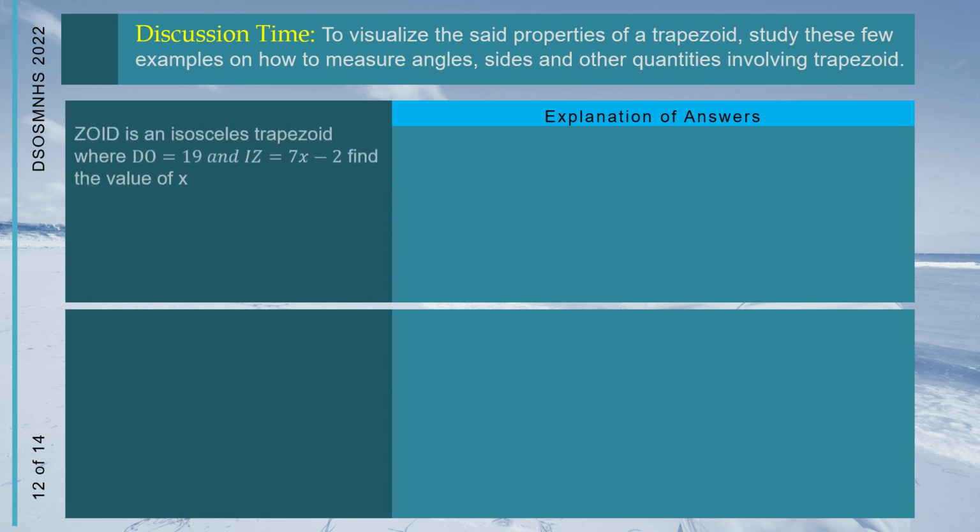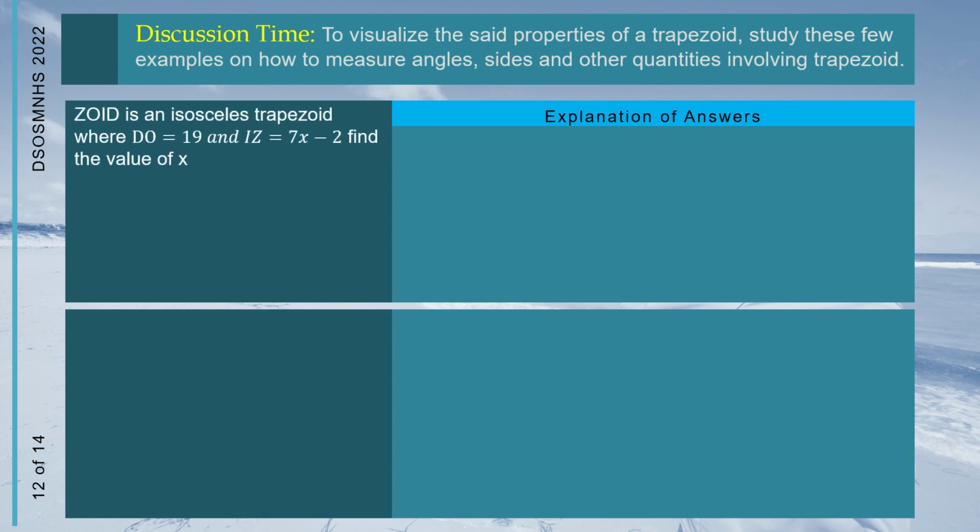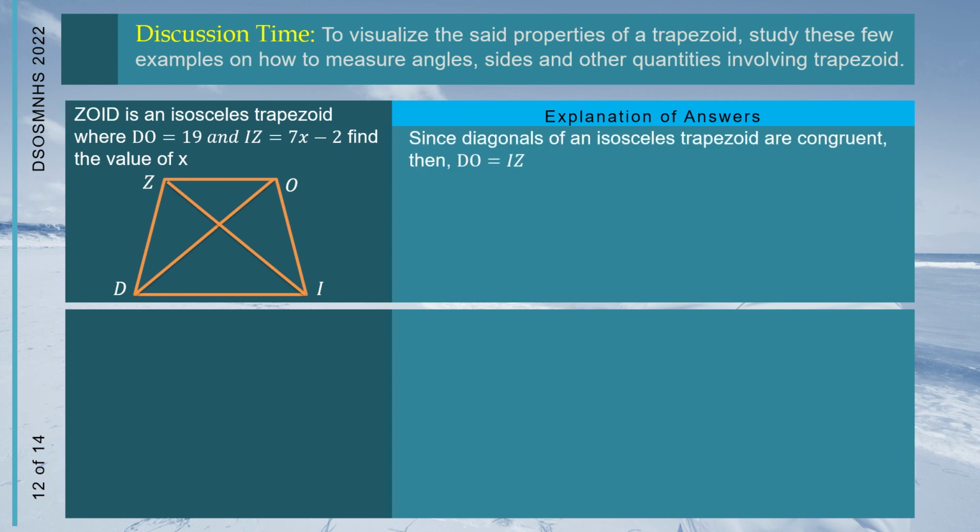Fifth example. Zoid is an isosceles trapezoid where DO is equal to 19. DO is a diagonal. Then IZ is also a diagonal. So the two diagonals of an isosceles trapezoid are congruent. So therefore DO, which is 19, and IZ, given as 7x minus 2, are equal. Then find the value of x.